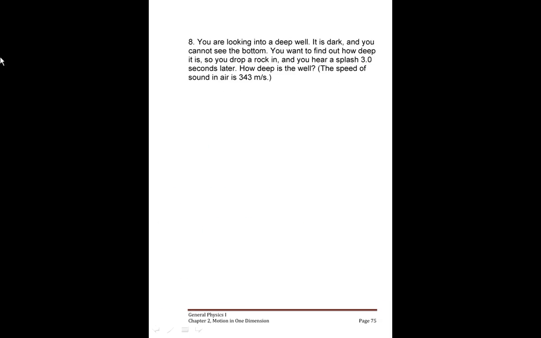All right, you're looking into a deep well. It is dark, and you cannot see the bottom. You want to find out how deep it is, so you drop a rock in and you hear a splash 3 seconds later. How deep is the well? And then it gives you the speed of sound in air is 343 meters per second.